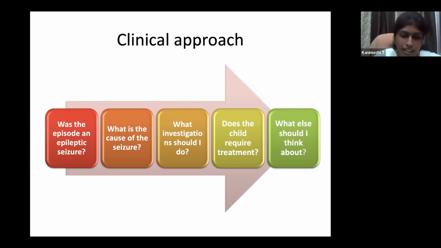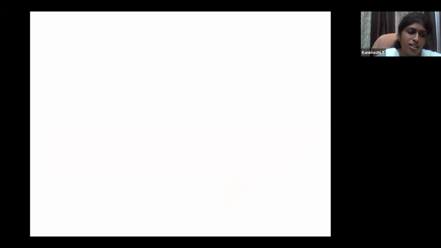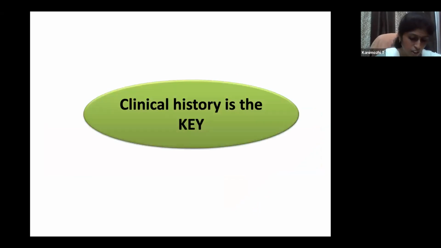The first step: was the episode an epileptic seizure? This is a consideration because we have a lot of non-epileptic events. For example, most commonly a syncope, or if it is a younger child, we should consider breath holding spells, which is common. In an older child, daydreaming or staring episodes are very common. So we should take a very, very detailed history from the person who has actually witnessed the episode, not just from the parents.